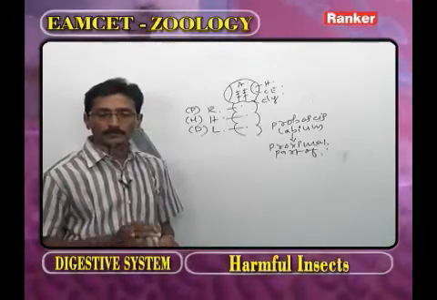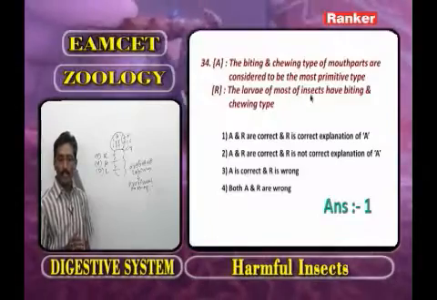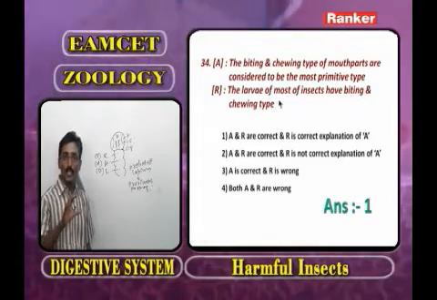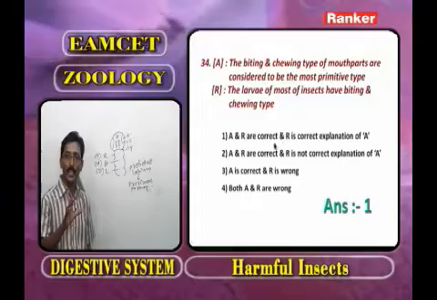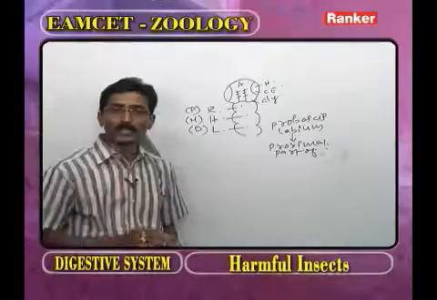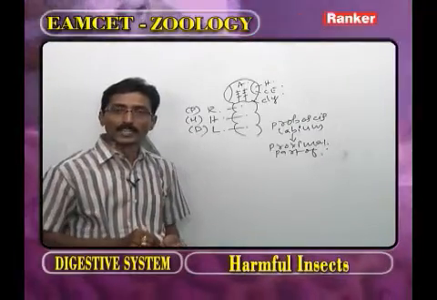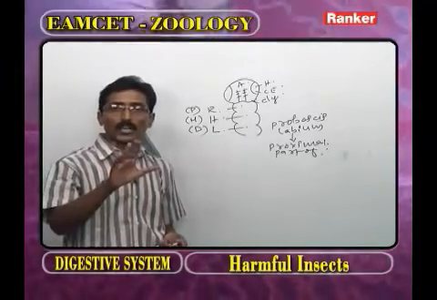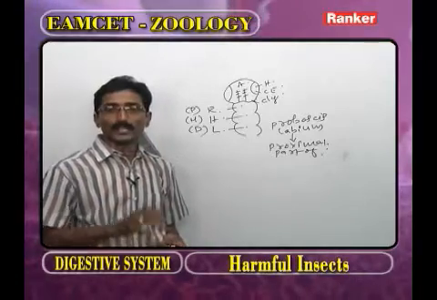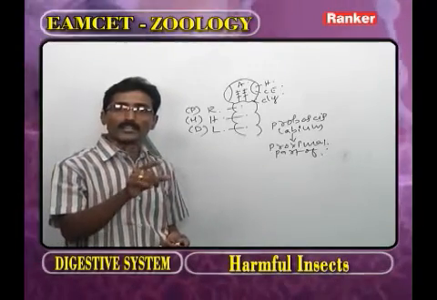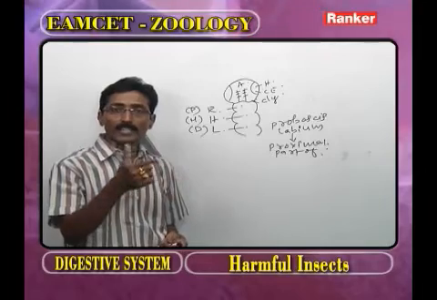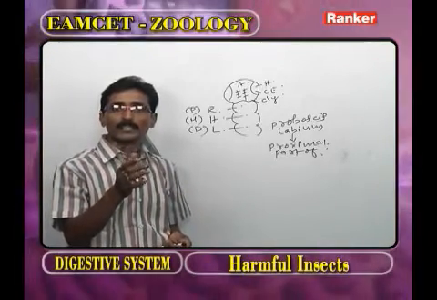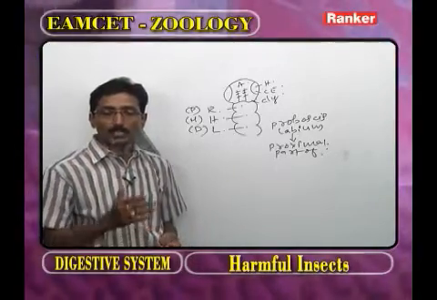Now the reason: the larvae of majority of insects have biting and chewing type. So A and R are correct, and R explains A. Here one exception is present. As we observe beneficial insects, one example is the lac insect. No doubt it is purely herbivore. In the lac insect, at all stages, in the larval stage as well as in the adult stage, what type of mouth parts are present? Piercing and sucking. That is one exception. Now we go for the next question.